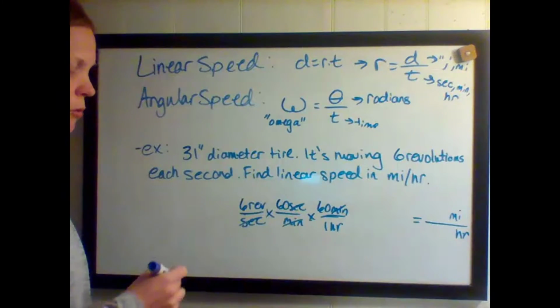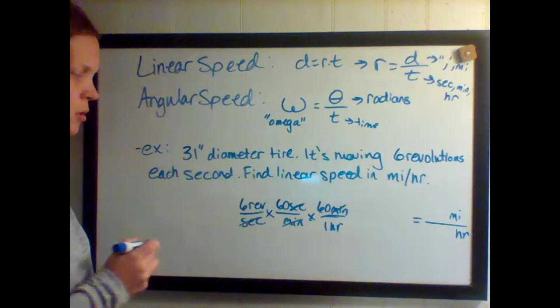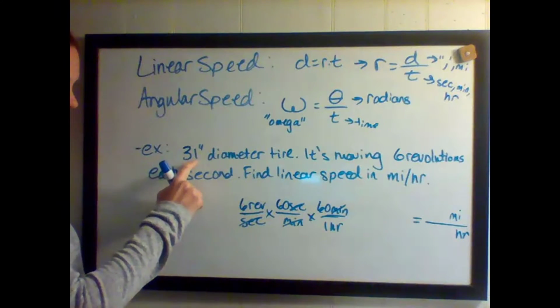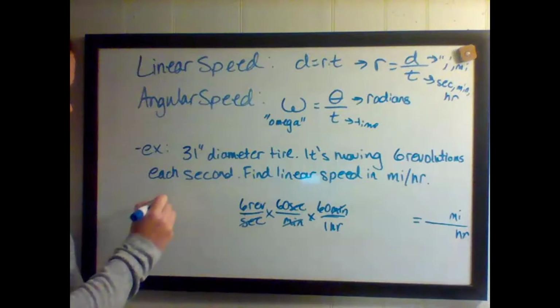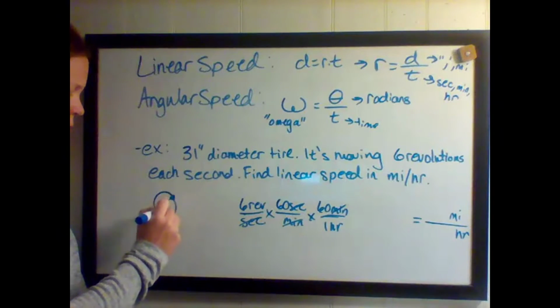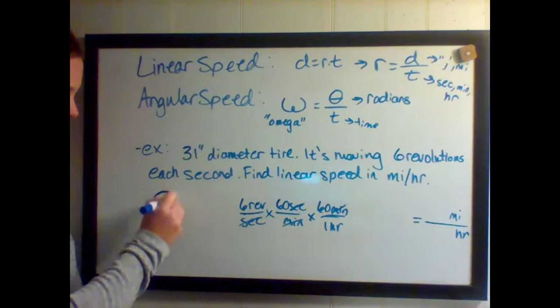So now I have to change revolutions to miles. Revolutions to miles. And notice too, we haven't used this 31 inches yet. The 31 inch diameter means, here's the tire, all the way across is 31 inches. So a revolution, that's a full time around.